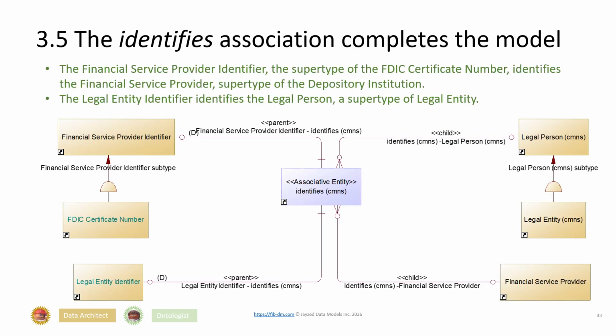Now, the identifies association completes the model, and that is a catch-all. As you can imagine, there are many identifiers and many things that have IDs in finance. So as we scope the associative entity identifies, if we complete relationship links in PowerDesigner or ERWin, we see it creates a lot of the needed relations that we need for our scope.